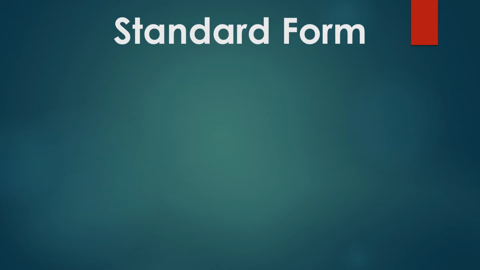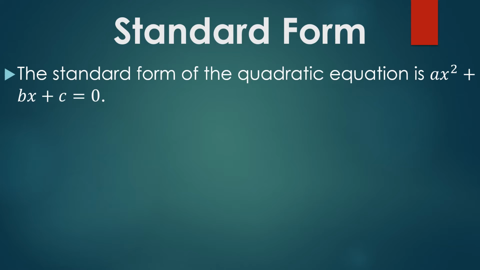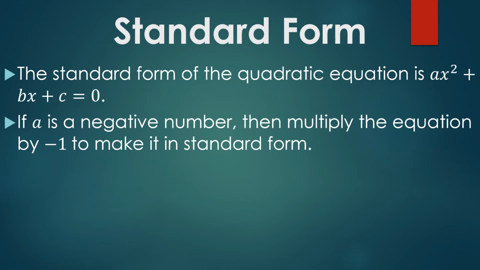Let us talk about the standard form of quadratic equation. The standard form of the quadratic equation is written as ax squared plus bx plus c is equal to 0. If the value of your a is a negative number, then you have to multiply the whole equation by -1 to make it in standard form. For example, I have here negative 2x squared plus 5x minus 7 is equal to 0.